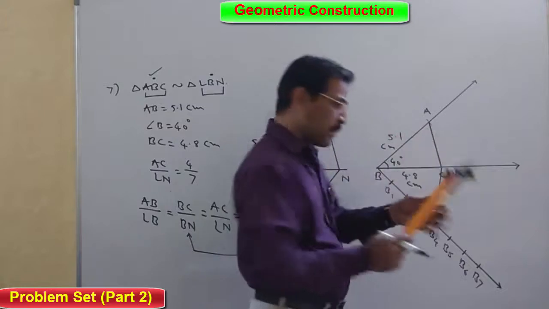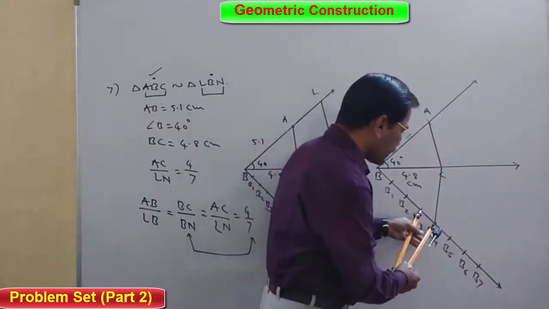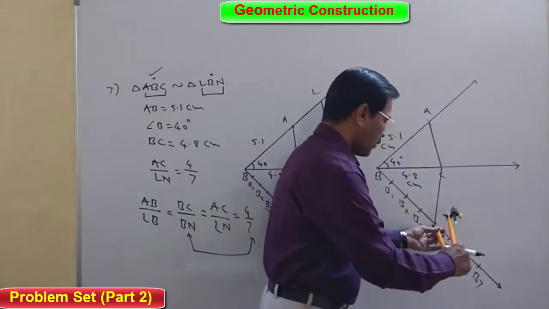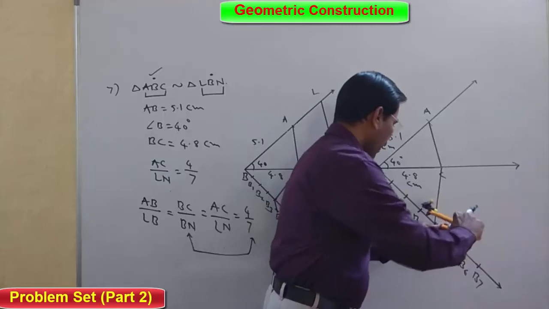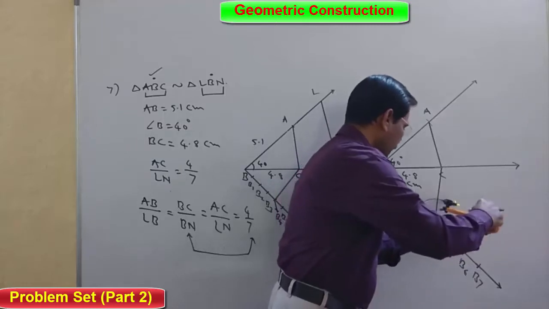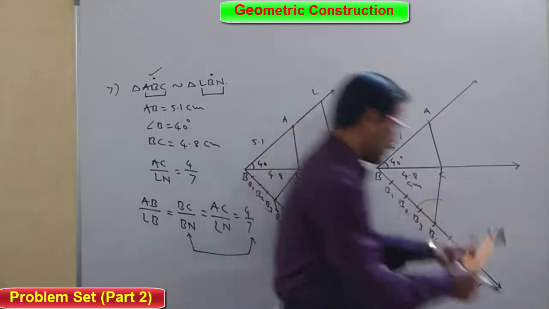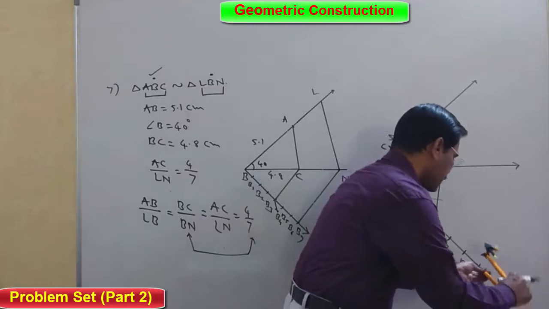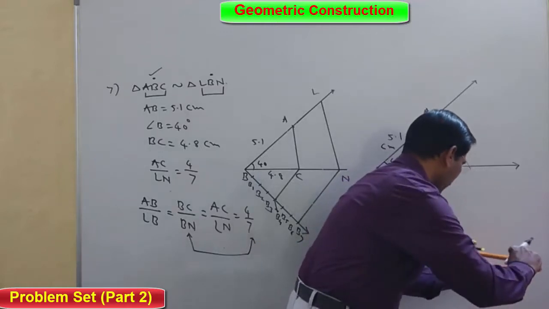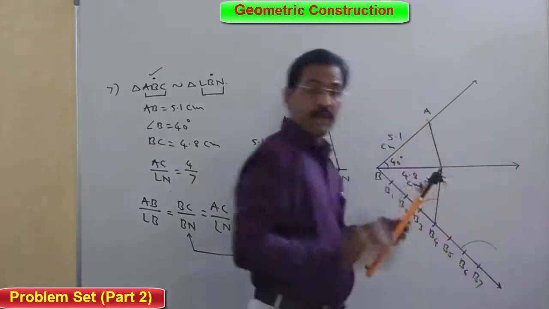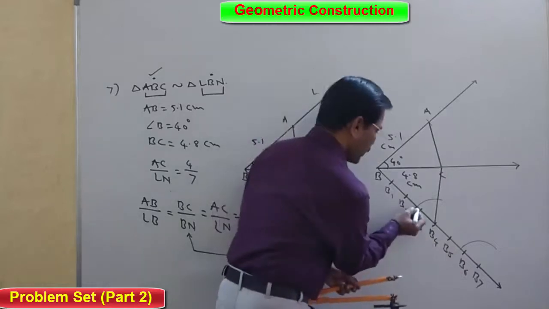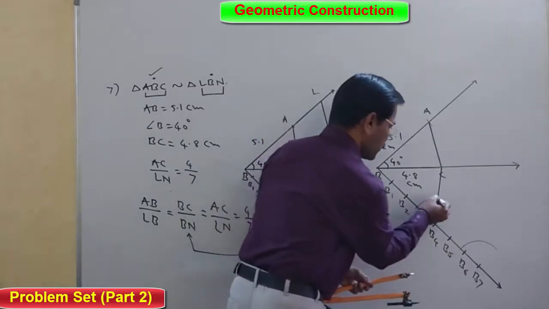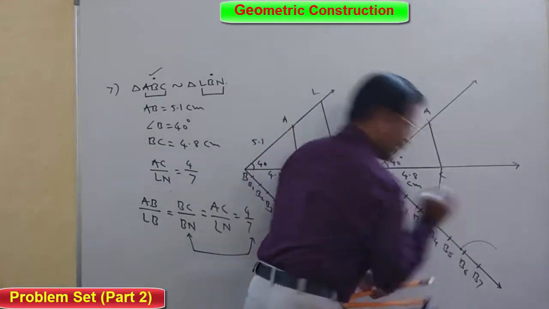I'll take some distance. Some distance means definitely there should be more than this one part. Okay, I'll put here on B. Try to draw one arc here like this. By the same distance, I'll put here on B7 and again try to draw the same arc like this one. So how many points do we get here? 3 points. 1, 2 and this is the third one.